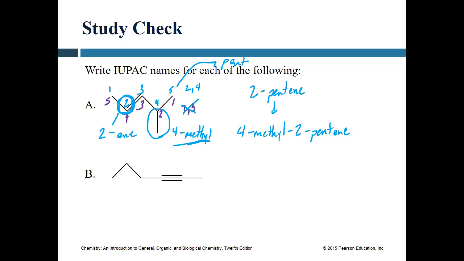It would not have a comma. The only reason you would be putting commas in the names is if you had the same side group. So if the 4 and the 2 were both methyl groups, then you would put 2,4-dimethyl, whatever it was. But if the two groups are different from each other, and they are here, one of them is a double bond, the other one's just a methyl side chain, we don't use commas, we would use dashes.